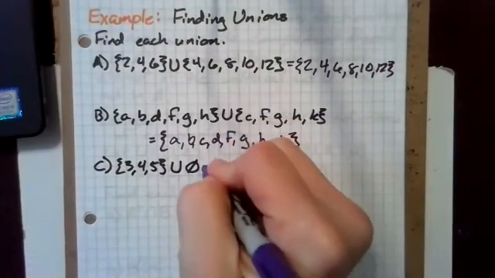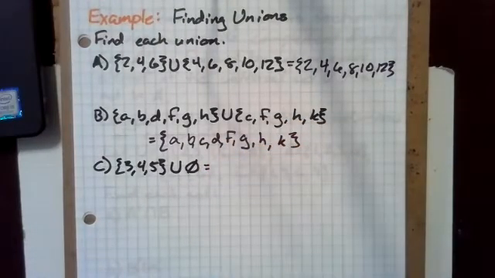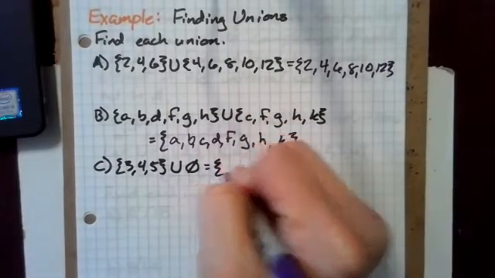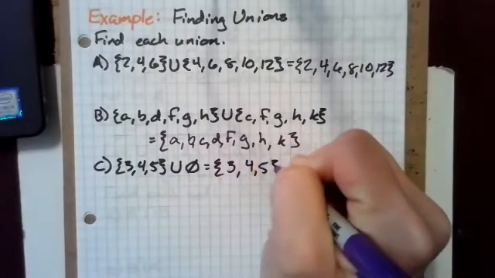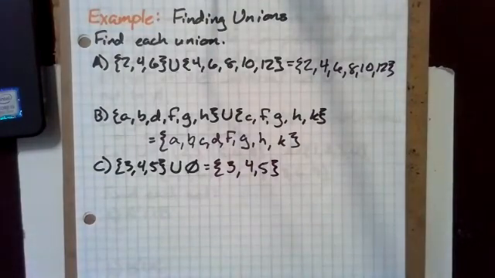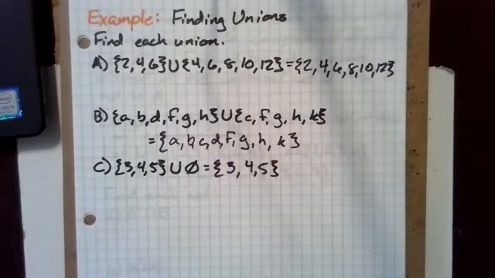Finally, we're going to look at the union of the set that contains 3, 4, and 5 with the empty set. And the answer to this is that the union of these sets is the set that contains 3, 4, and 5. Nothing is added when we take the union of our first set and the empty set because the empty set contains no elements.